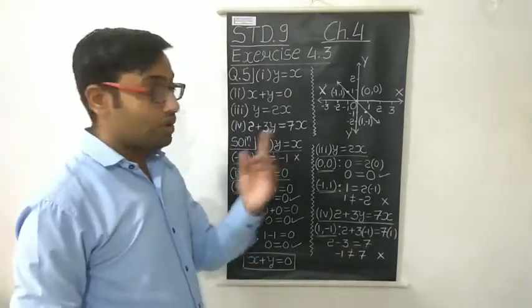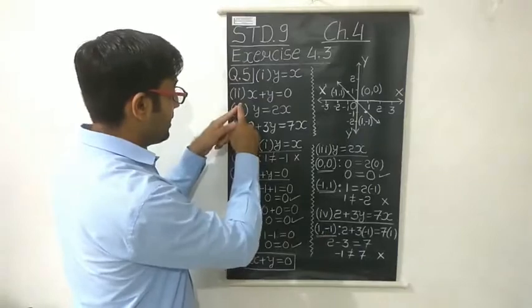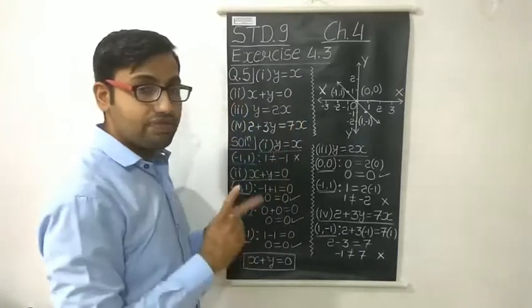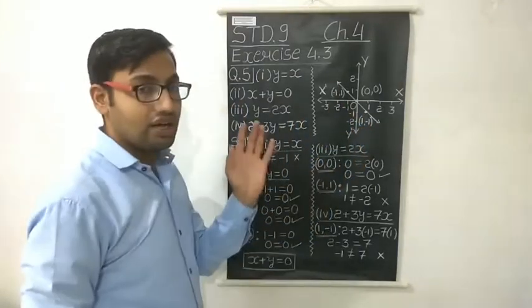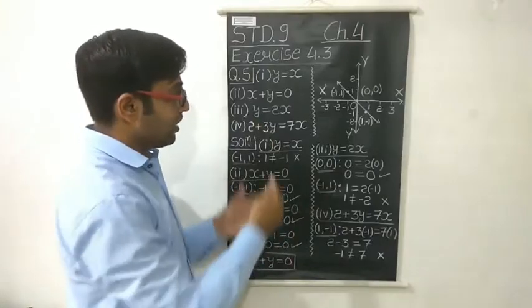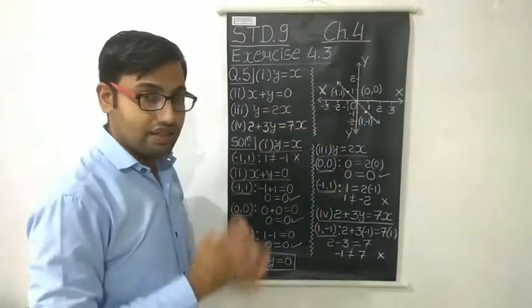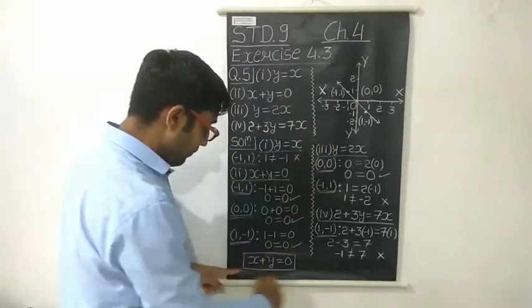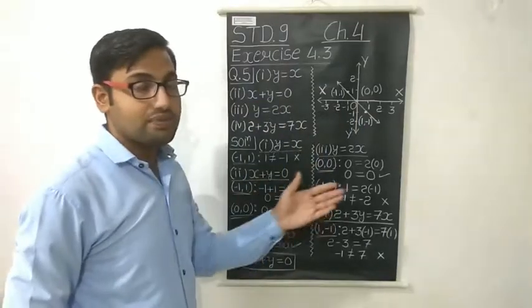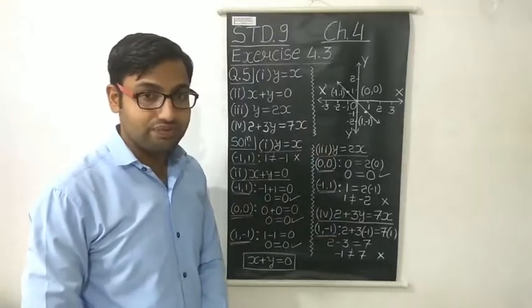So only one linear equation will remain there, that is x plus y is equal to 0, and all the 3 points are satisfying it, or we can say that all the 3 points are the solution of this linear equation. That is why this graph is of this linear equation x plus y is equal to 0.